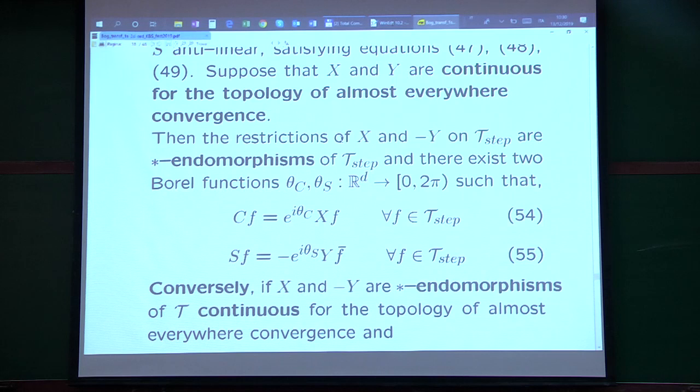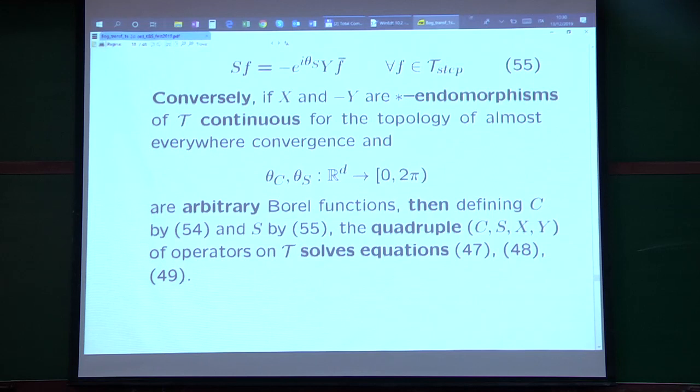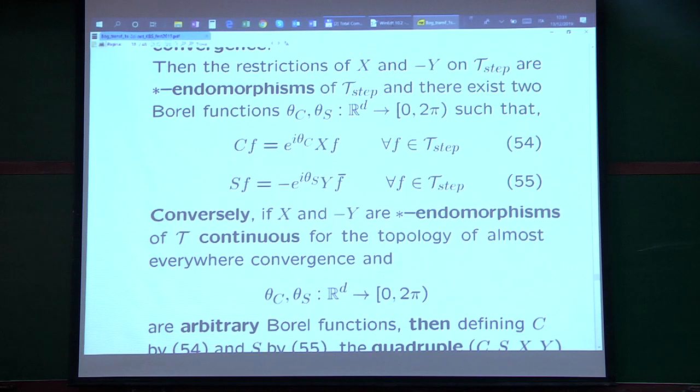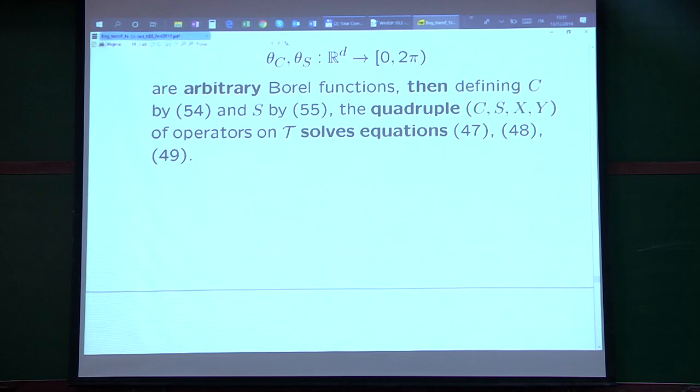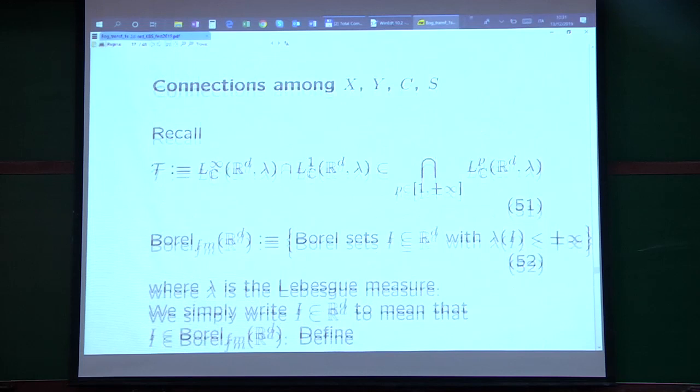And moreover, we have a phase that must be given by a multiplication by a function. Theta cannot be an arbitrary operator, and this we also found in the old paper with Franz and Amosov. And the converse is true. That is, if we have two endomorphisms and two arbitrary real-valued Borel functions, then the quadruples that we will now define using x, y, theta c, and theta s will solve the compatibility equations that we found in the previous theorem, all these compatibility equations.